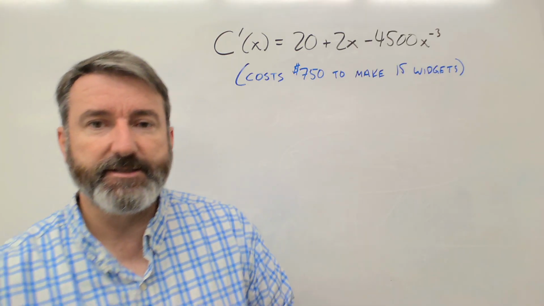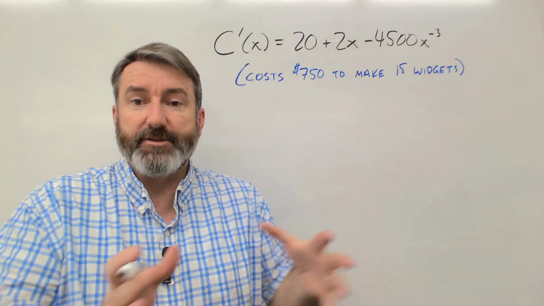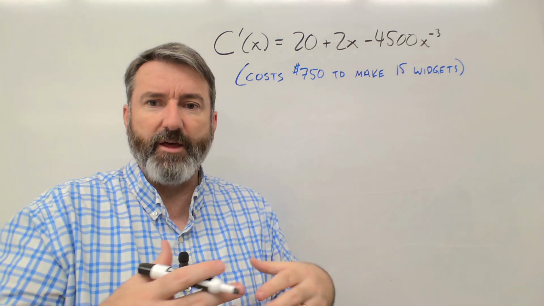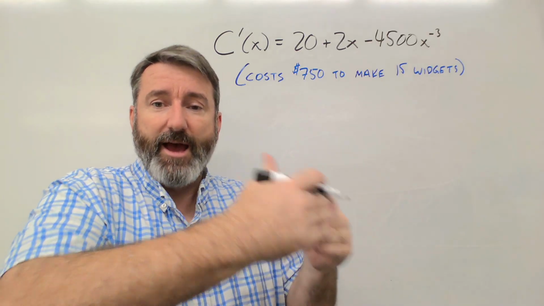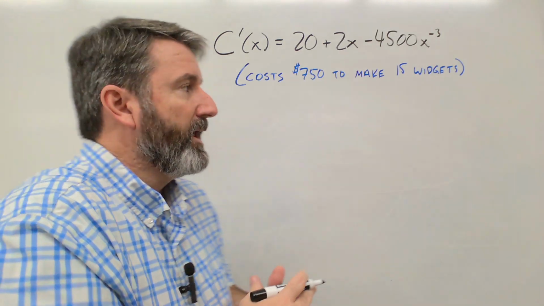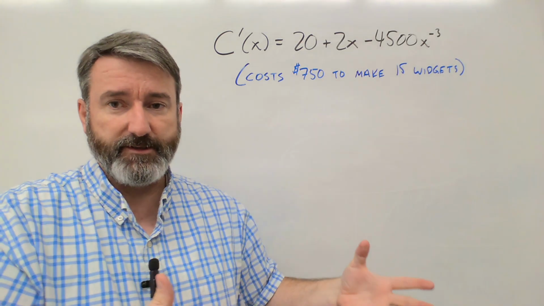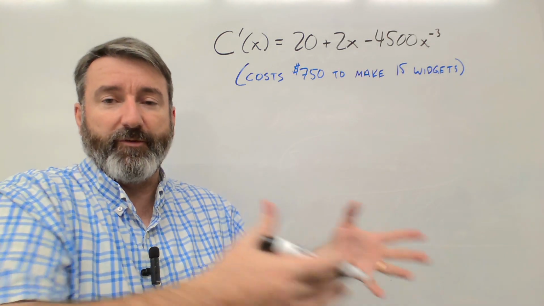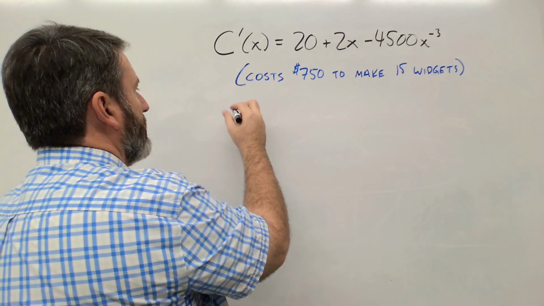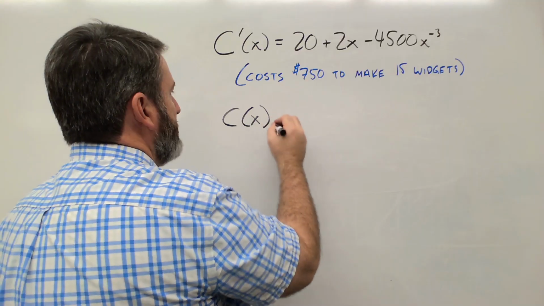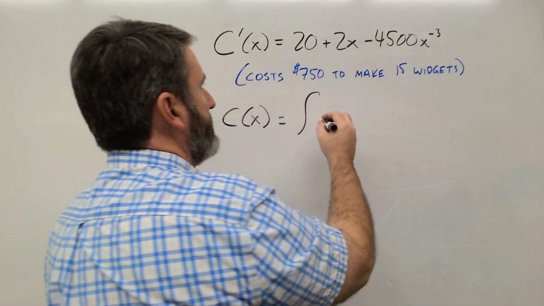All right, so this c prime of x is a marginal cost function, meaning this is the rate of change in our cost. In other words, how much would it cost to make one more widget? From wherever we're at, how much would it cost to make that one more? And so what we want is the total cost. And so we're backing up from the rate of change to the cumulative function, the total cost. And so our c of x is going to be this antiderivative of c prime.